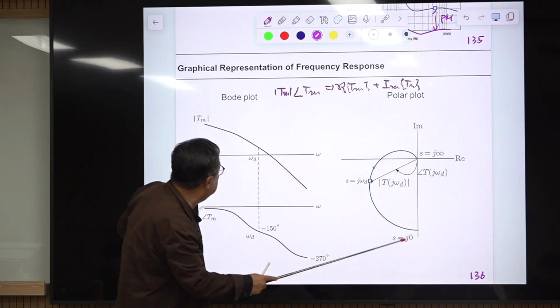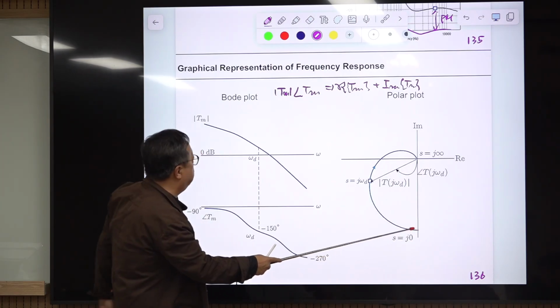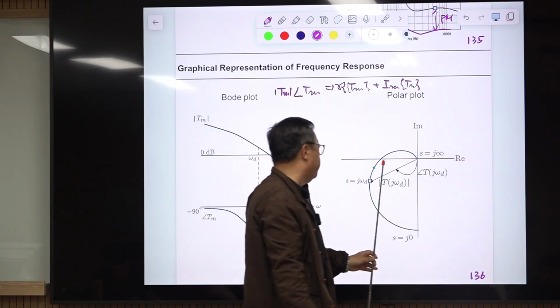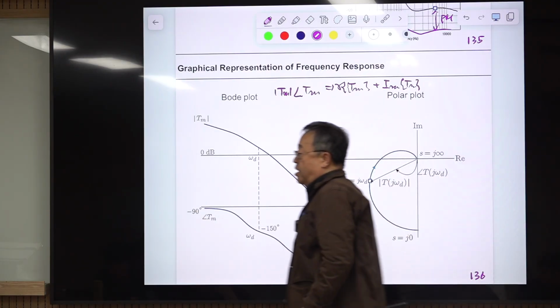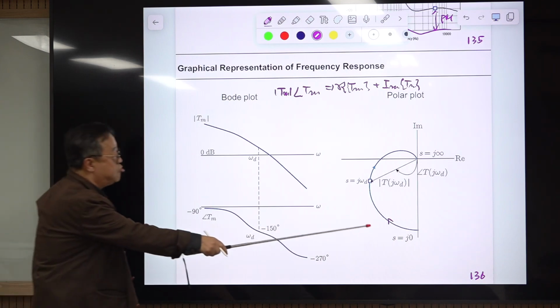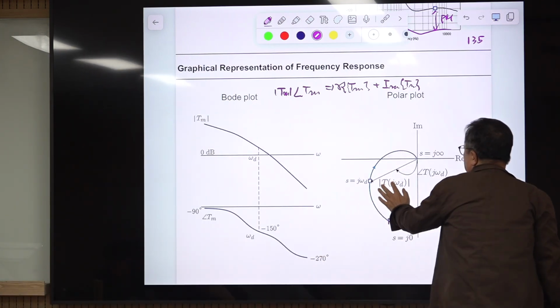Actually, it becomes larger and larger, so it goes here, and at low frequency the phase is minus 90, so it is on this negative imaginary axis. Okay, and the phase becomes more negative in this region. Then this will travel in, this is the first quadrant, second quadrant, third quadrant.